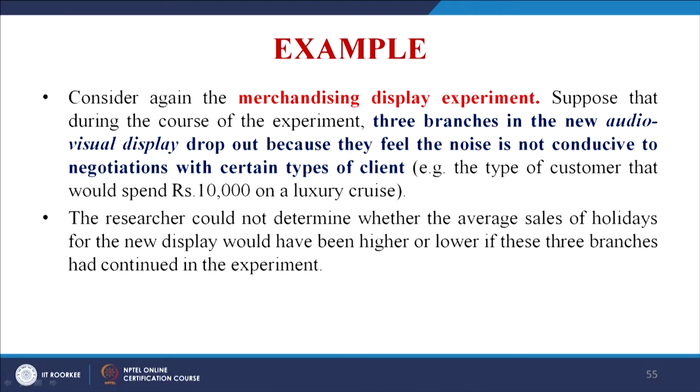Let us take this earlier example: 3 branches in the new audio visual display drop out because they feel the noise is not conducive to negotiation with certain types of client. So, there are 3 branches who want to drop out because the amount of noise generated is not going well with their clients; the clients are not happy. For example, the type of customer that would spend rupees 10,000 on a luxury cruise would not be happy if there is too much noise. The researcher could not determine whether the average sales of holidays for the new display would have been higher or lower if these 3 branches had continued in the experiment. So, when you remove some of the test units during the course of the experiment, it may very likely create a problem, because you do not know how the new test units that you bring in will react and behave to the same experiment.